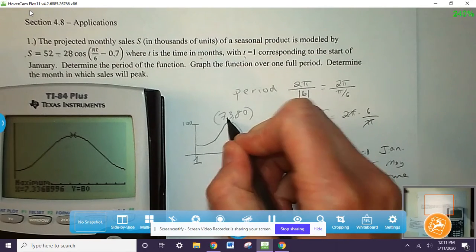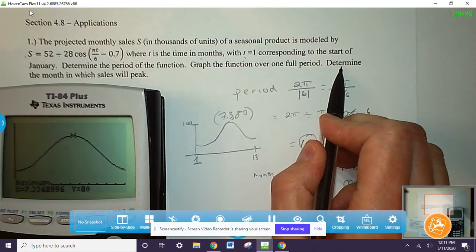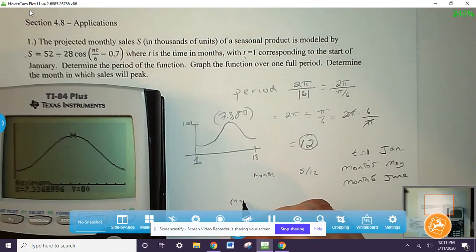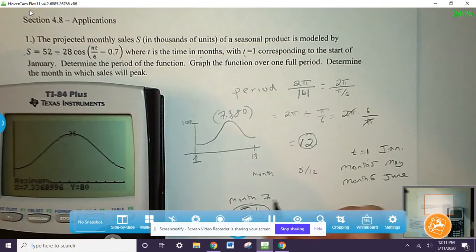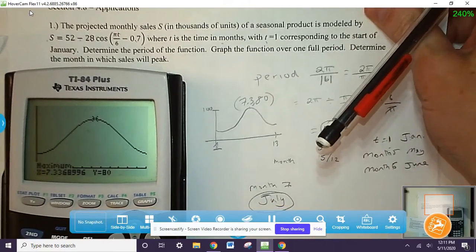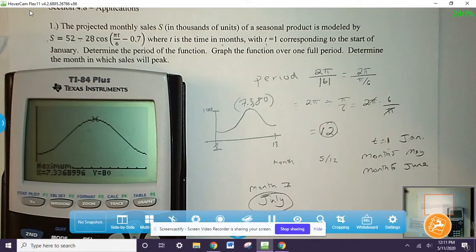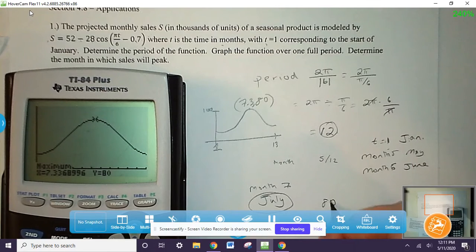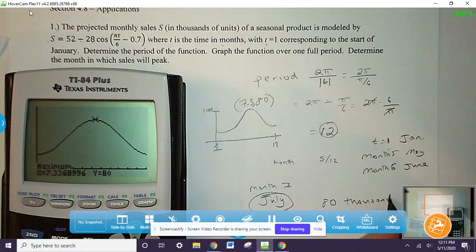So to answer the question, the month in which the sales will peak is month 7, which is better known to us as July. And if I were to ask you what the sales are at that peak, what would the sales be at the maximum or at the peak of sales? That's 80,000 units. So if you have 80,000 units, you could write it like that, or you could put 80, and then you could put 80,000. So the way you read it would just be the way you write it as a number.